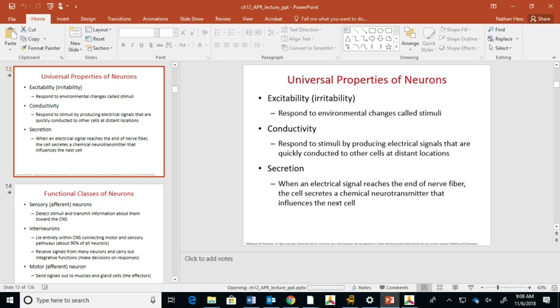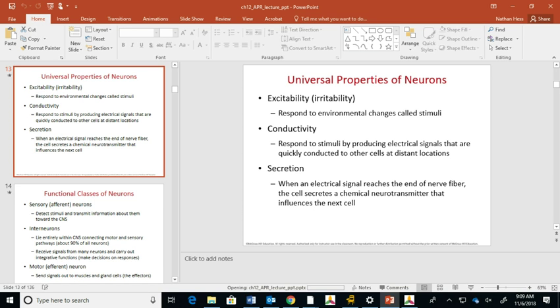And last but not least, secretion. When that signal that's been conducted reaches the very end of the neuron, it will release, it'll secrete a neurotransmitter that will then affect the next cell. What's the only neurotransmitter that we've talked about here? Do you remember? In the last chapter. It's ACH. That's the abbreviation.